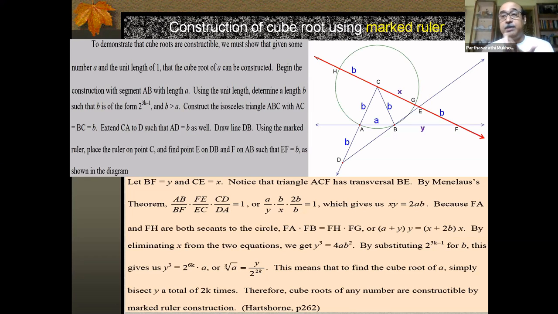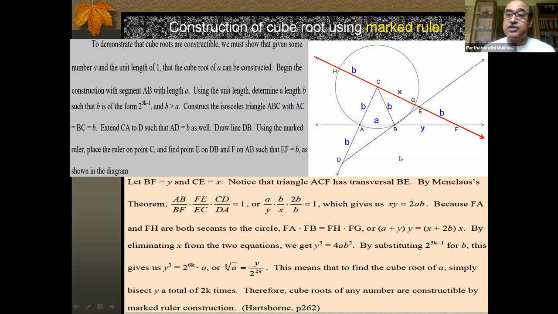And bisection is very much within your command. Bisecting a length as many times as possible is very much within your command by ruler and compass construction. So it is possible to get hold of the length of cube root of A. But then again, you have used the neusis, the marked ruler, on which the length of B is marked, and that you made to slide through the point C and adjusted in such a way that this length is exactly equal to B. And accordingly, you got hold of the remaining things and you could prove it.